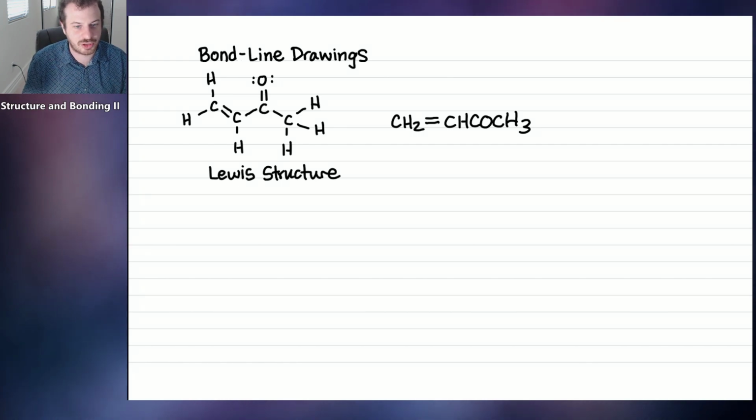But we lose a lot of the information. For example, we don't see the CO double bond. That must be implied somehow. And we don't see the lone pairs on the oxygen, so there's a lot of information that's lost with the condensed structure.